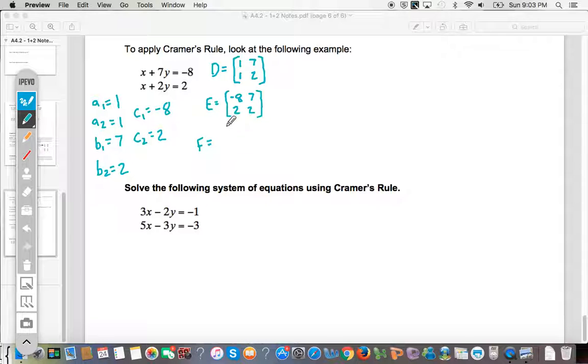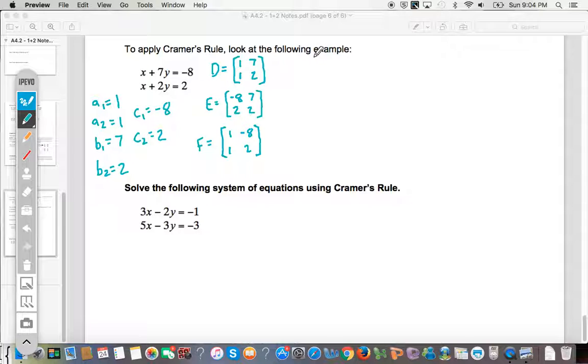So F equals, no, it's A1, C1, so I have 1 and 2, and A2, C2, so I have 1 and 2 again. Actually, sorry, quick mistake there. I said C1 was 2 right there, but as we can see, C1 is negative 8. Sorry about that. Okay, and down bottom here, we have A1, C2, which is 1, 2. Okay, so now we need to find the determinants.